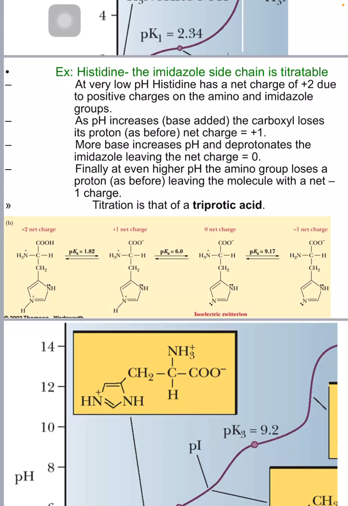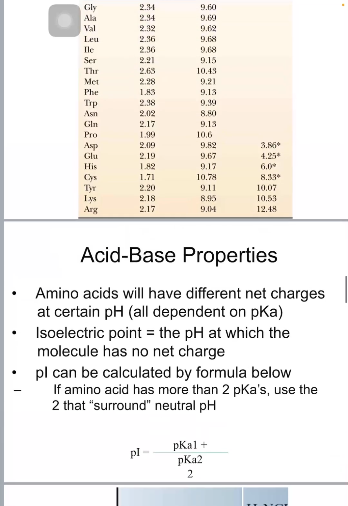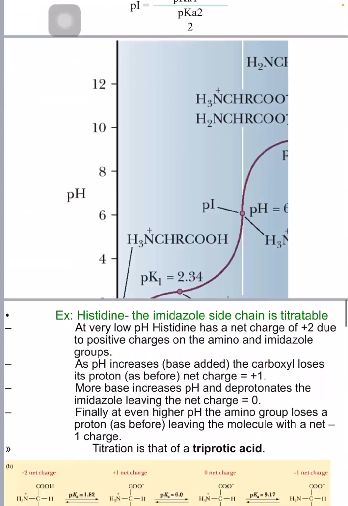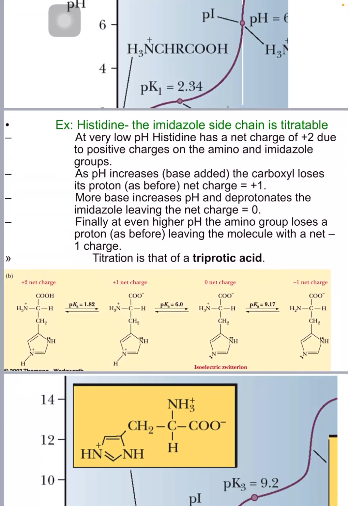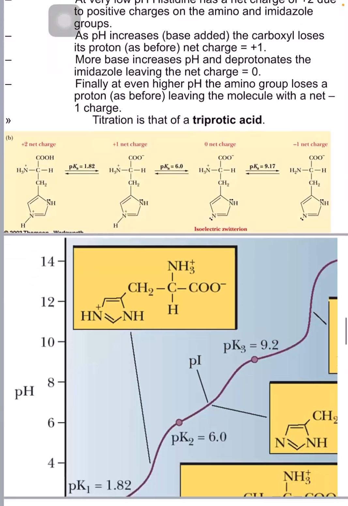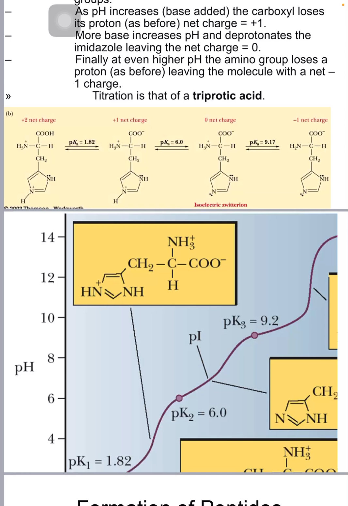And then once you get above pH of 9.17, that's when you get above the pKa of the amino group. And that's when everything is fully deprotonated, all three of those. At that point, you have a -1 charge. And the titration of that one looks like a triprotic acid, so very similar to what we saw with phosphoric. Again, since the photo's getting cut off here, I'll go over this more in person if you need me to.